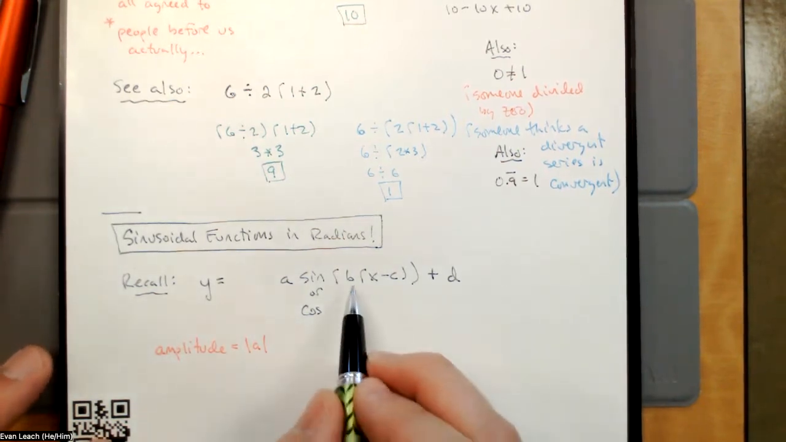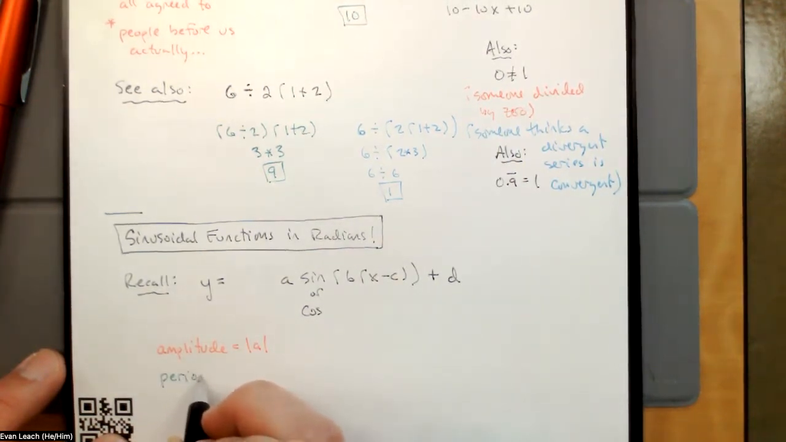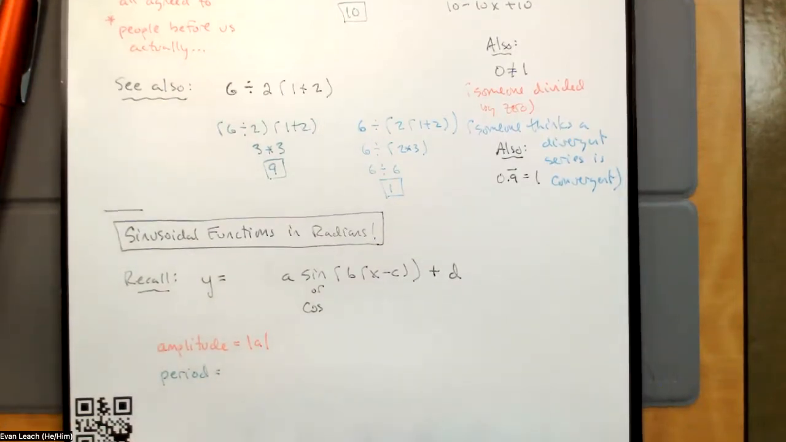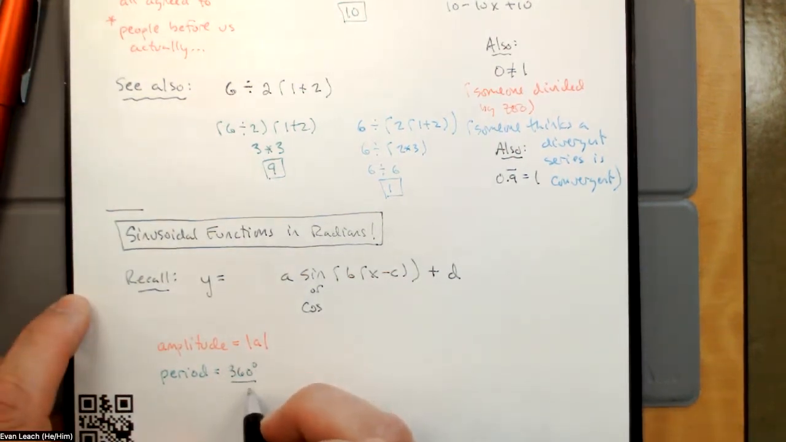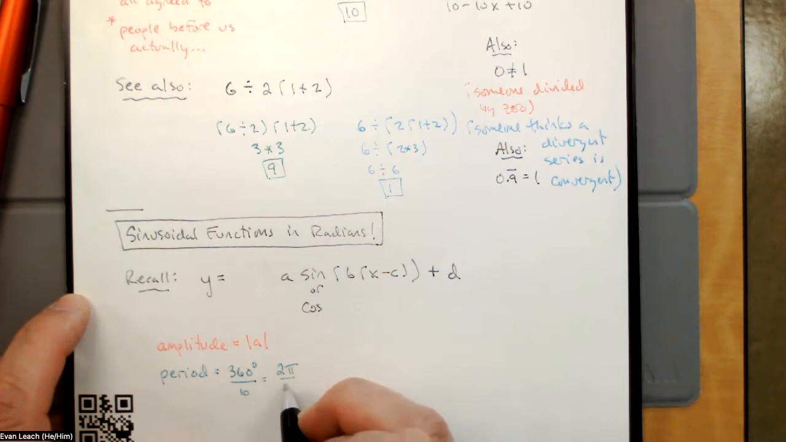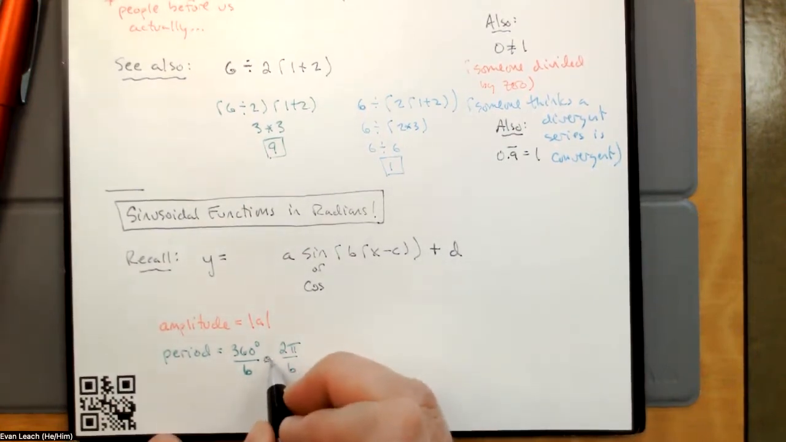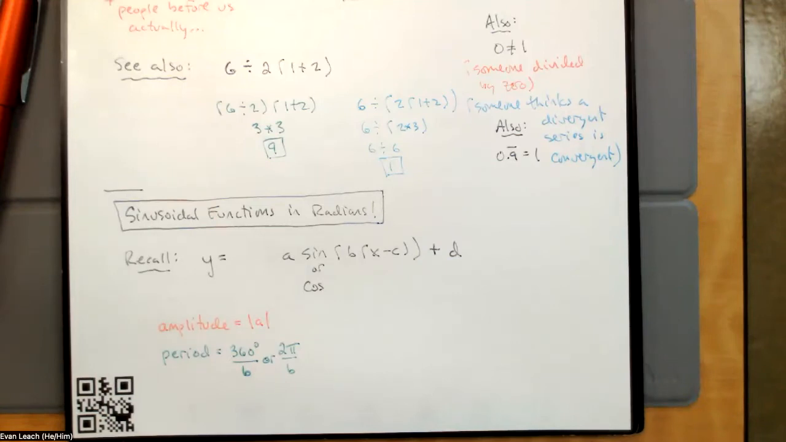The other number included by multiplication is B. It's B times x. B is going to adjust the period. In degrees, the period is 360 divided by that number. Or in our newfangled radians, we just replace 360 with 2 pi radians. These numbers are included by multiplication, so they do things like stretch and squish.